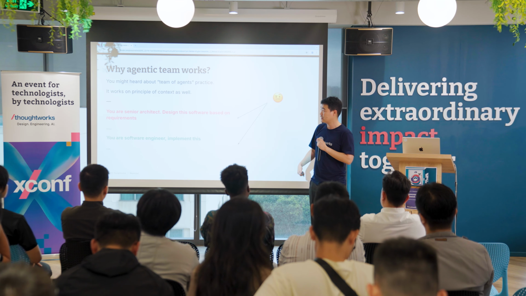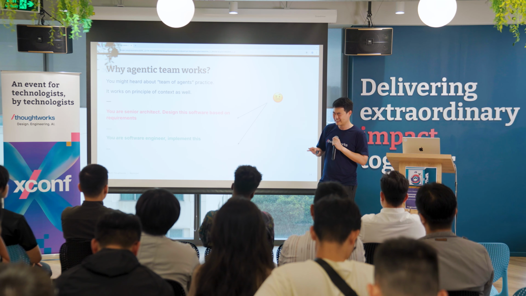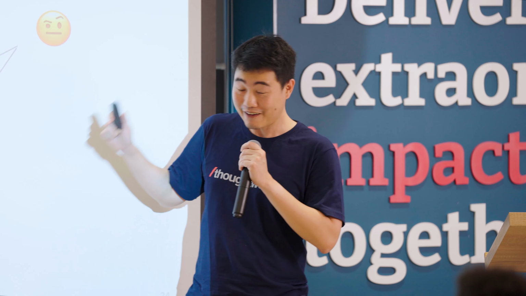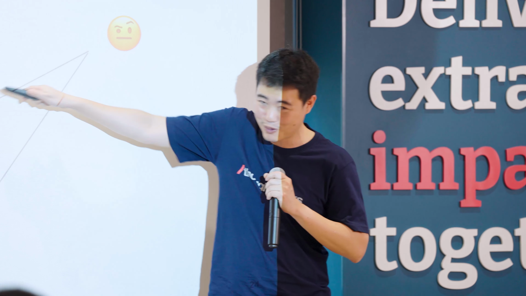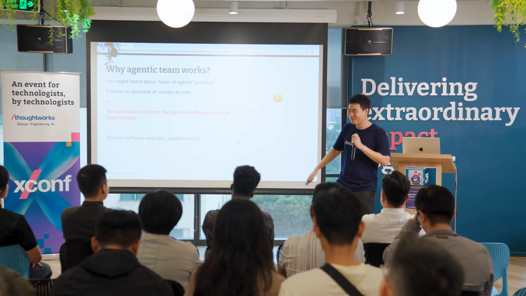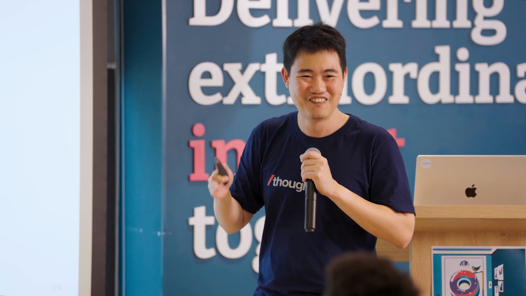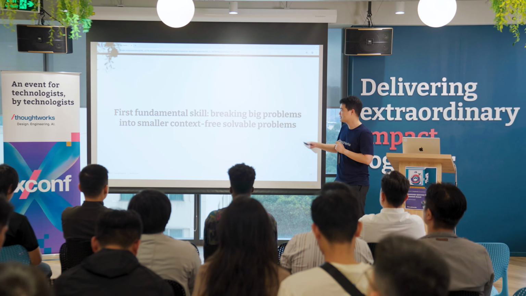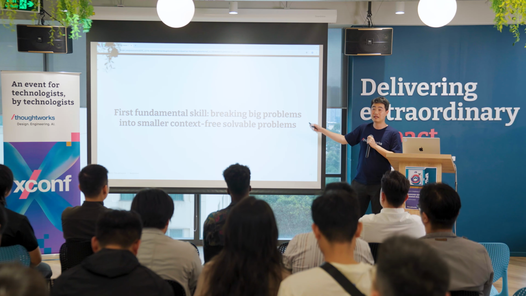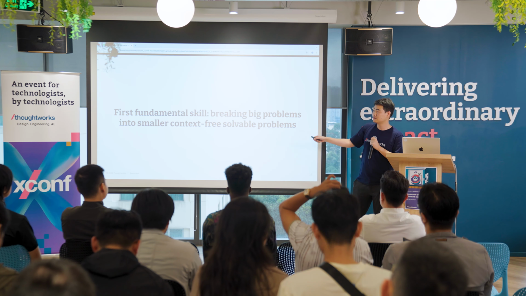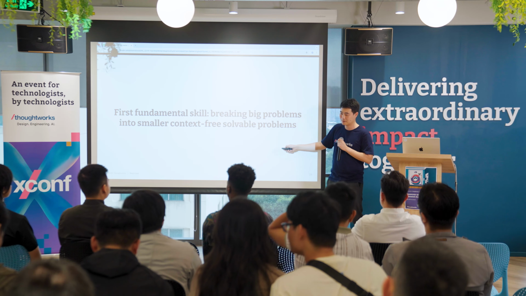And I think the industry is, I don't know, maybe not the industry, but I think many times we focus on the wrong thing. This effectiveness does not come from having multiple roles, but from managing the context. People talk about it as so effective because you have multiple roles, kind of, but that's not really the point. The point is to manage the context. So the first fundamental skill that doesn't change at all is breaking big problems into smaller, context-free, solvable problems.